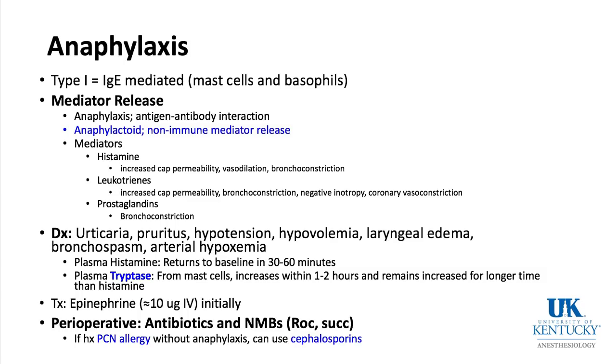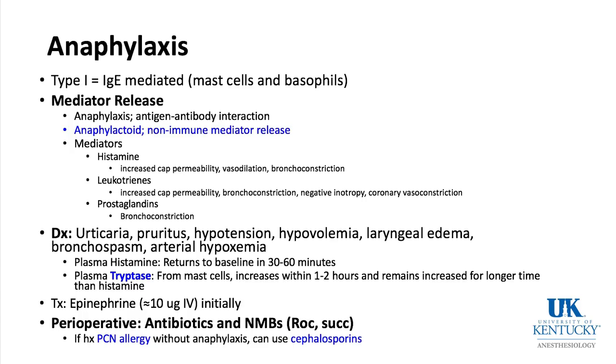The mediators that are released during anaphylaxis and anaphylactoid reactions include histamine, which increases capillary permeability, causes vasodilation and bronchoconstriction, leukotrienes, which also increase capillary permeability and can cause bronchoconstriction, prostaglandins, which can cause bronchoconstriction. So we diagnose anaphylaxis in a patient who has urticaria, pruritus, hypotension, hypovolemia, even can get laryngeal edema, starts to wheeze with bronchospasm, and can also have arterial hypoxemia.